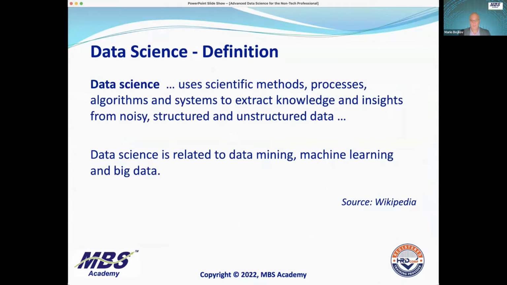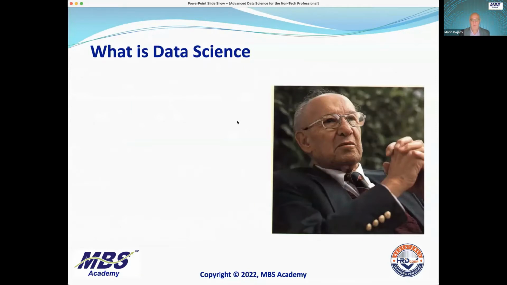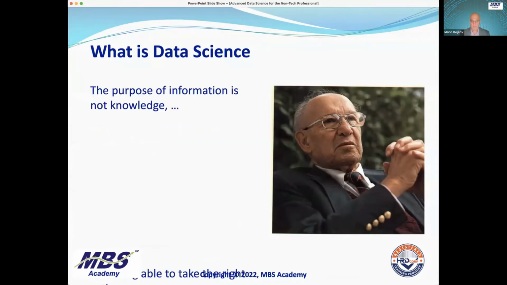So, the data science definition, this is what I mentioned before: using scientific methods, processes, and algorithms to get knowledge from various types of data. And it is related to data mining, machine learning, and big data. However, talking about data science, Peter Drucker, the management consultant that I just mentioned, said the purpose of information is not knowledge. The purpose of information is being able to take the right action. Ultimately, this is what we want to do with data science.